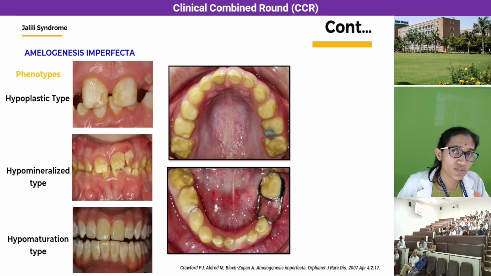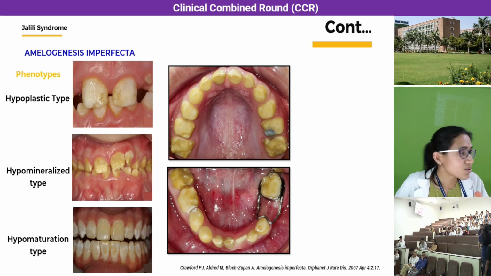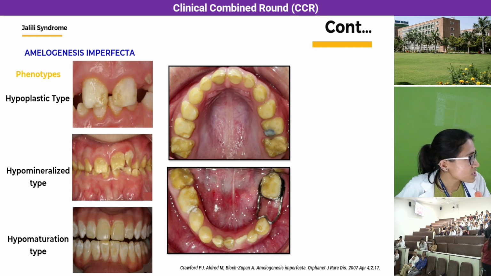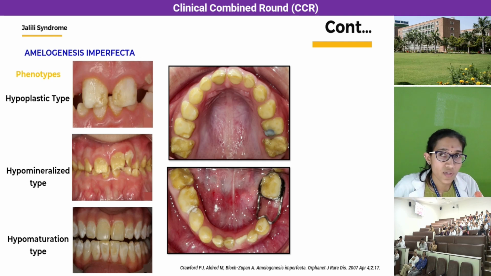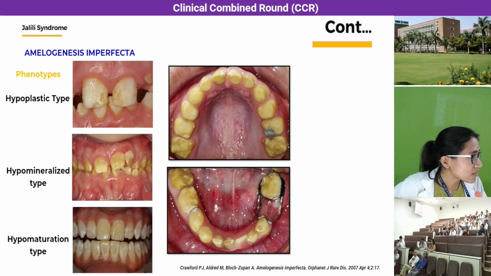Now coming to amelogenesis imperfecta, there are 3 phenotypes being reported. The first is the hypoplastic type, then the hypomineralized type, and the hypomaturation type. Hypoplastic type is due to any defect or insult in the amelogenesis process that occurs during the matrix deposition, which is characterized by very thin or defective enamel showing surface pitting or roughness.